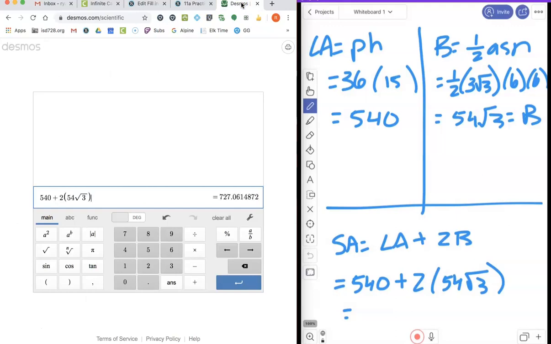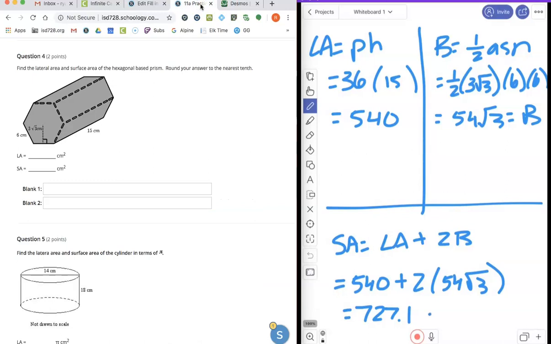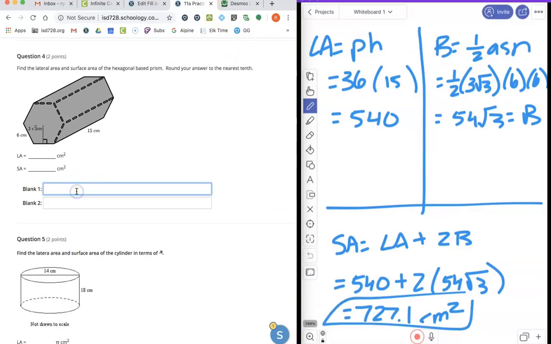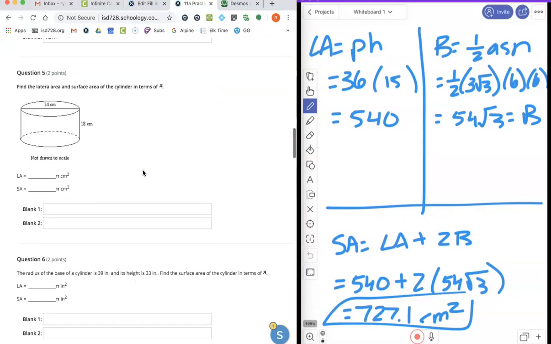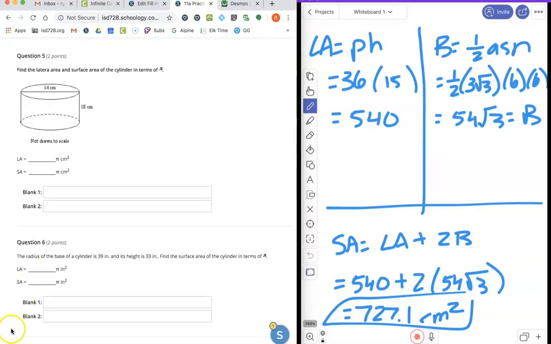So 540 plus 2 times 54 square root of 3 gives us 727.06. That's going to round to 727.1. I think this time we were in square centimeters, and that's going to be our answer. So we got 540 for blank 1. We got 727.1 for blank 2.